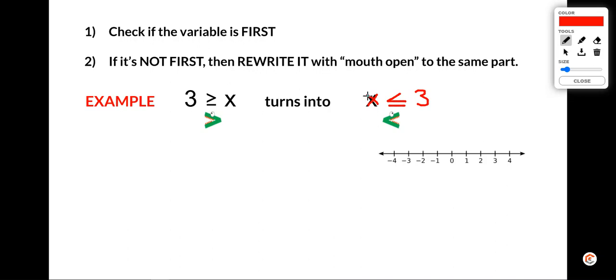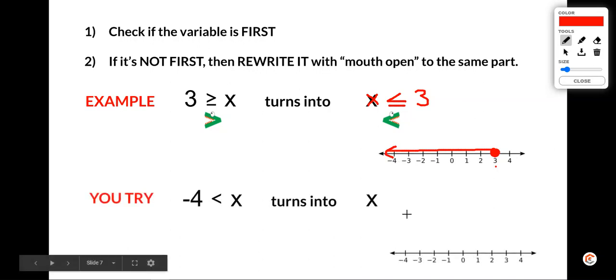Once I know that the x is at the front, it makes it a lot easier to graph. X is less than or equal to 3. So here's 3. X is going to be less than or equal to. So closed dot, something extra at the bottom, going down. Why don't you try this example?